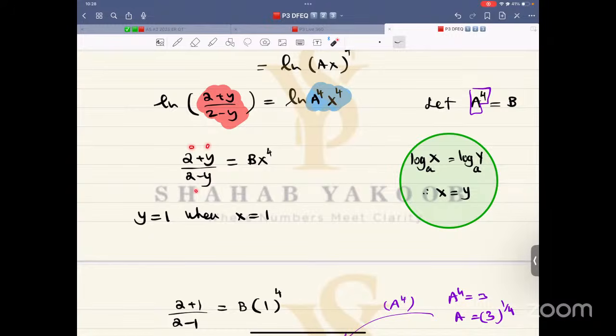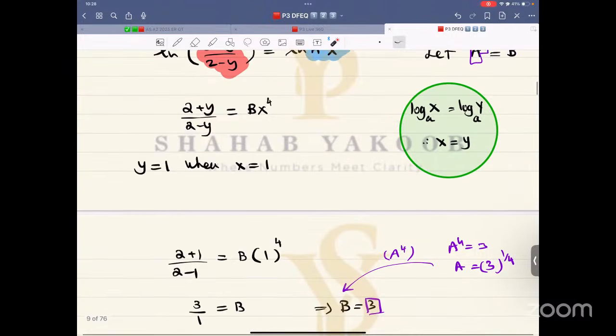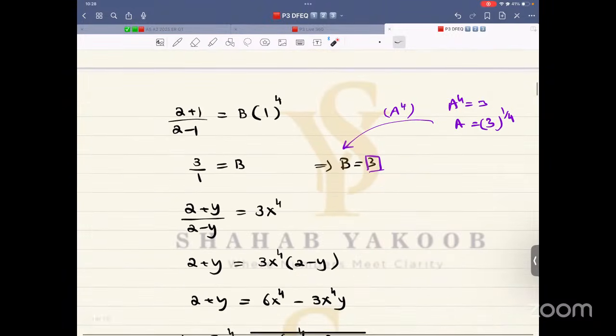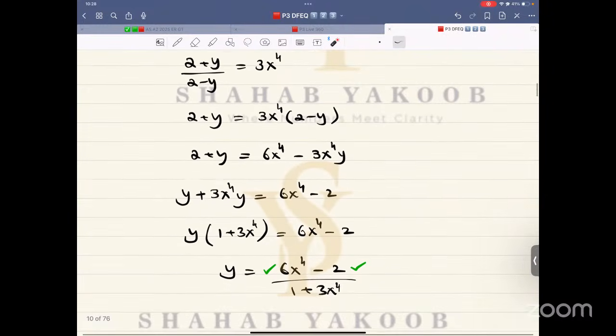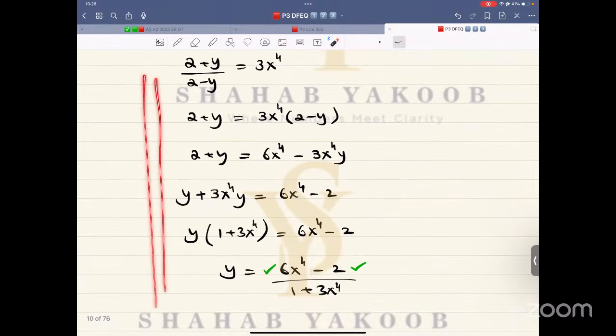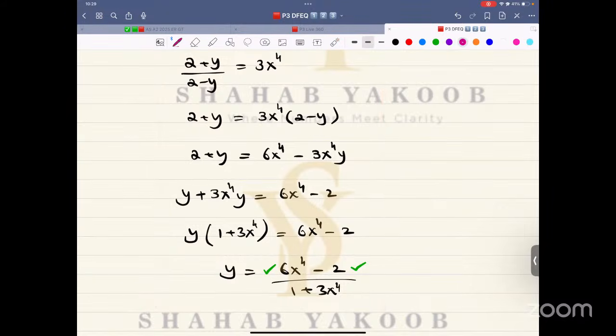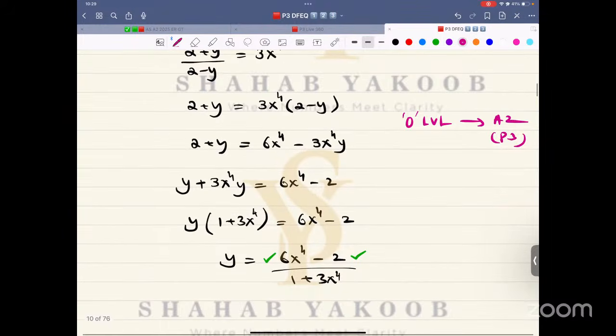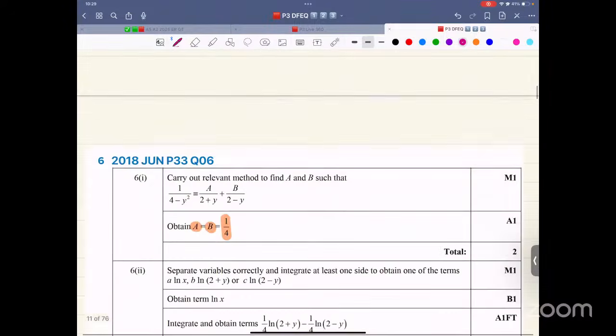So 2 plus y over 2 minus y is b x power 4. When y is 1, x is 1, find the value of b, that is 3. And then it's basic maths, that is making something the subject. Now people ask this question, what about the knowledge of O-level maths? So this is knowledge of O-level maths applied in A-level second year in P3. That is making something the subject of the equation, that is why it's so important. Got the idea?